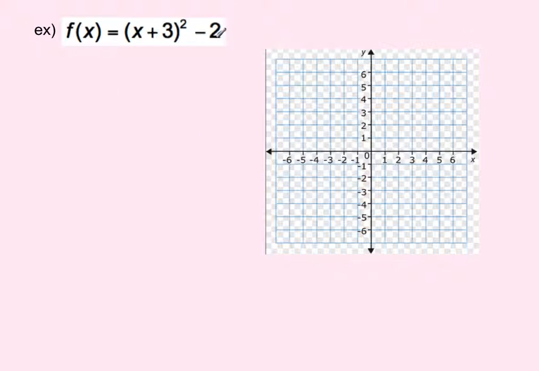(x plus 3) squared minus 2. This right here is telling me that my parent is y equals x squared. So I'm going to put the points on for x squared. So 0 squared is 0. x is 1, 1 squared is 1. x is 2, 2 squared is 4. Negative 1 is x, negative 1 squared is 1. If negative 2 is x, negative 2 squared is positive 4.